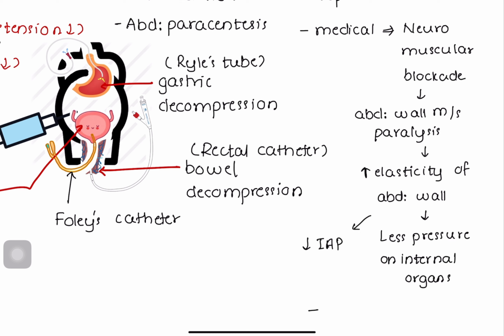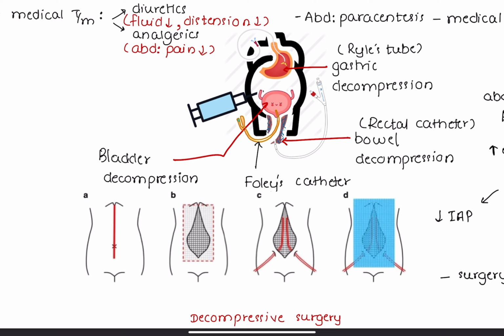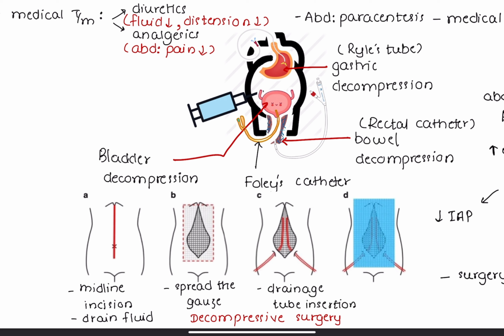If the patient is unresponsive to the treatments, consider decompressive surgery. In decompressive surgery, a midline incision was made, and ascites drainage was performed. A gauze was spread in the abdominal cavity. 2 drainage tubes were inserted. A sterile drape was used to cover the wound.